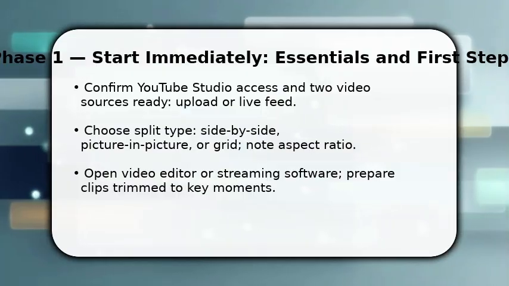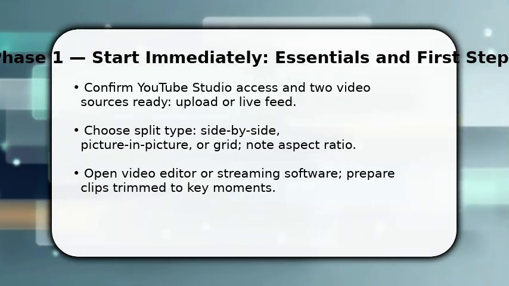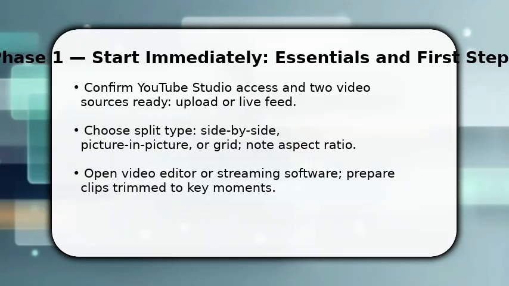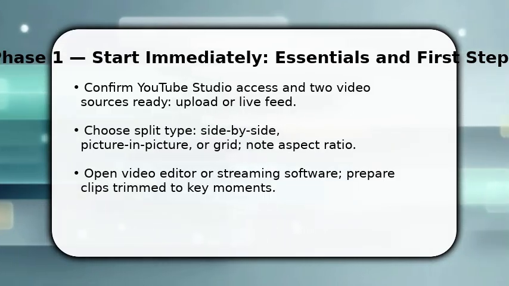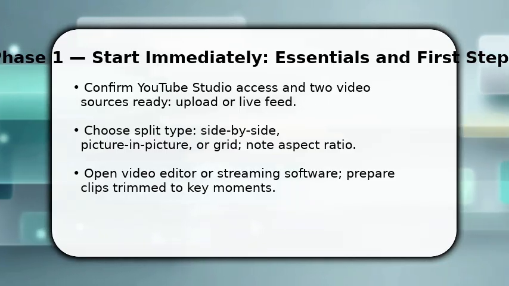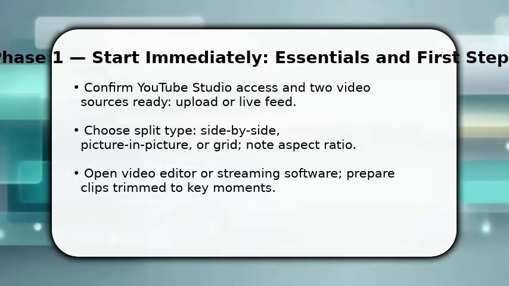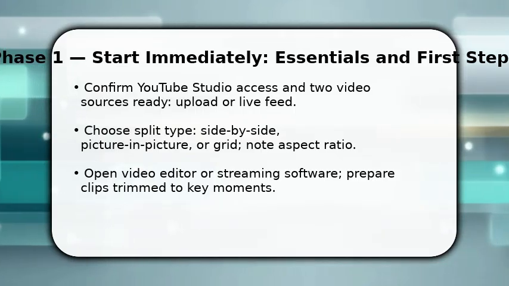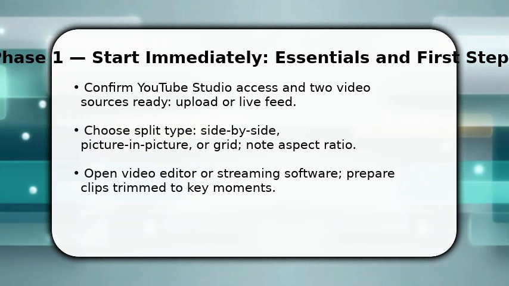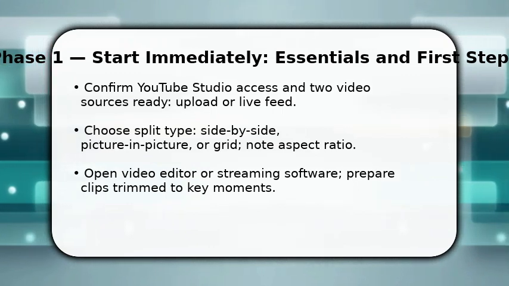You begin by confirming you have YouTube Studio access and both video sources ready to use. Open the editor or your streaming app, then select the split type, side-by-side, picture-in-picture, or grid, and set the aspect ratio. Trim each clip so only the essential parts remain. This avoids awkward gaps. Once done, import both files and place them on separate tracks. Make sure to label tracks for quick adjustments. This saves time when syncing audio and aligning visuals.